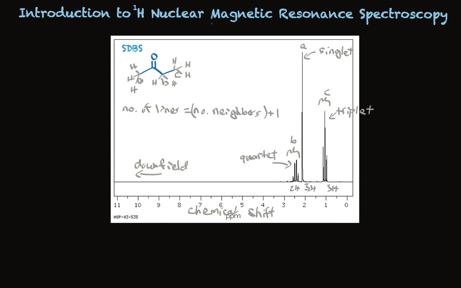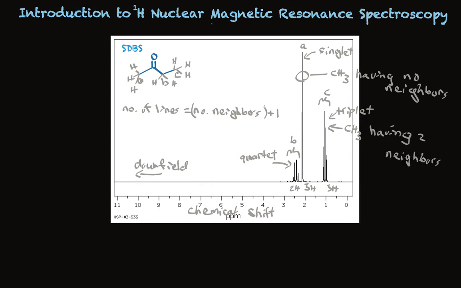This 3 hydrogen for A corresponds to a methyl group that has no neighbors. So by looking at the number of protons that account for this signal, and also noticing that it's unsplit, we know that this comes from a methyl group having no neighbors. Very, very powerful. We know that this comes, because it's 3 hydrogens, from a methyl group, and it's a triplet, so it has 2 neighbors.